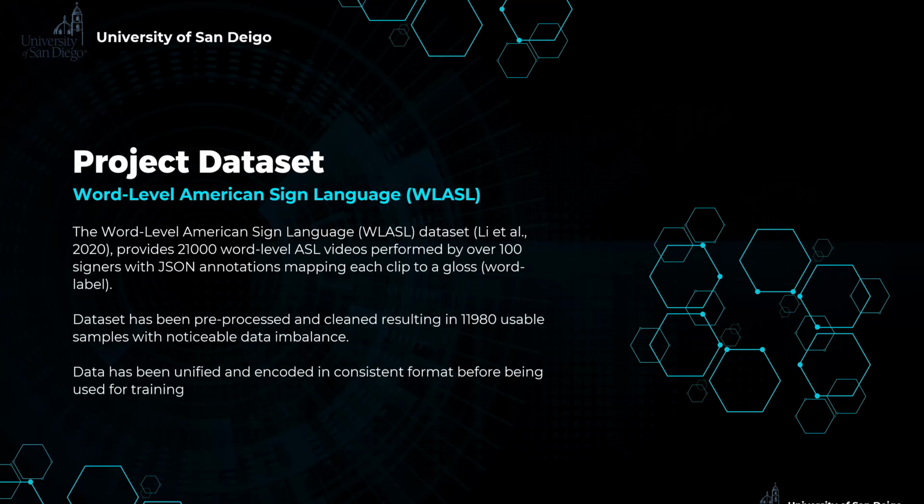In our pipeline, we load the official metadata, drop missing or corrupted files, and re-encode all clips to a consistent resolution and frame rate. After this pre-processing, we end up with about 11,980 usable videos.